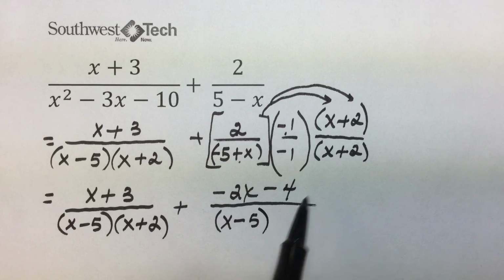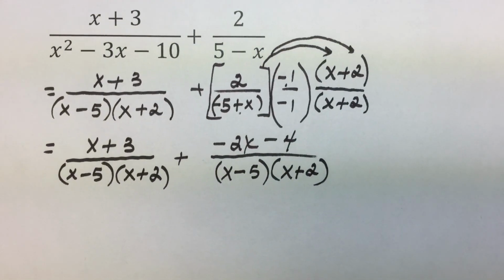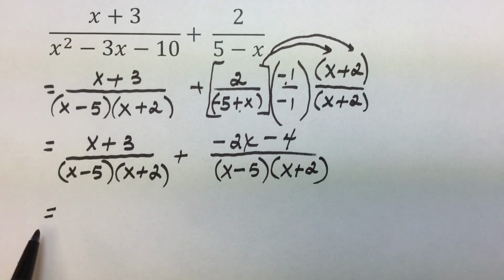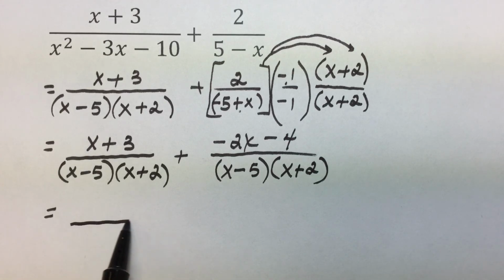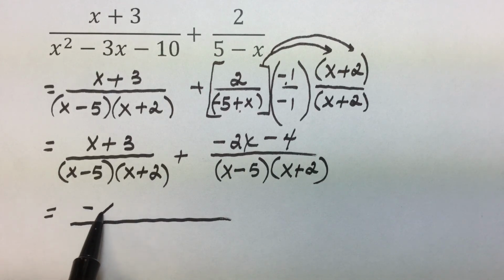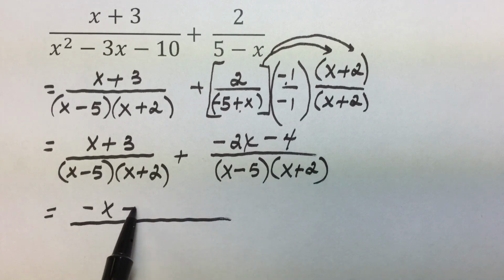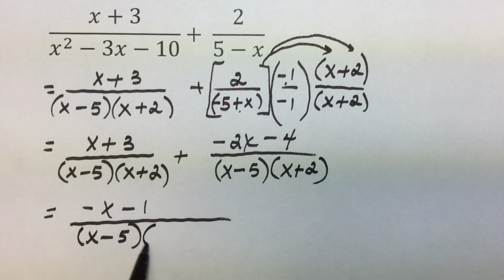Mission accomplished there. And then instead of multiplying it out, because we'll need it in factored form to determine whether it's simplified, we'll just write the x plus 2. Mission accomplished as far as common denominators. We can then go ahead and combine our numerators by adding like terms. X plus negative 2x leaves negative x. 3 plus negative 4 is negative 1 over that common denominator of x minus 5 and x plus 2.